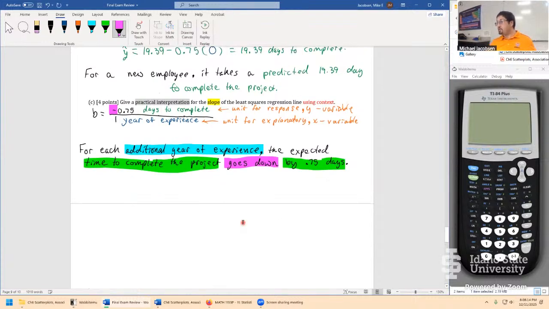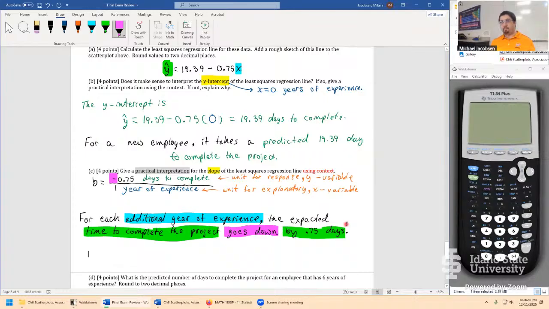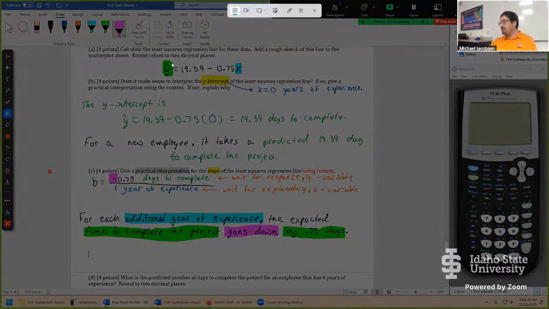Well, any last questions at all, folks? Getting the interpretation down for the slope? Okay, problems are kind of mixed up on this. It's like we did the easy problem, get the calculator output, and now we're doing all the hard questions right after, the practical interpretations. But from here on out, it gets a lot nicer.